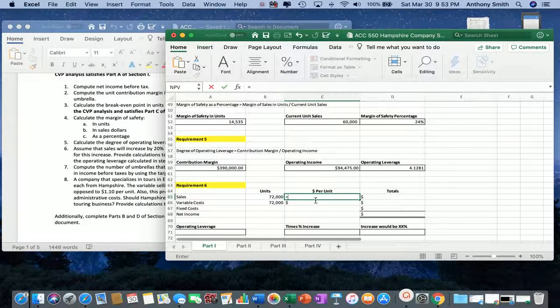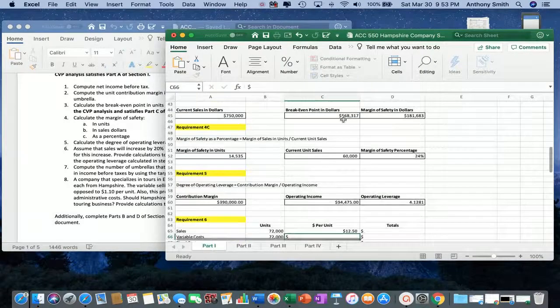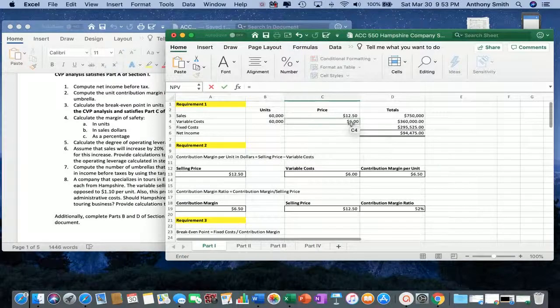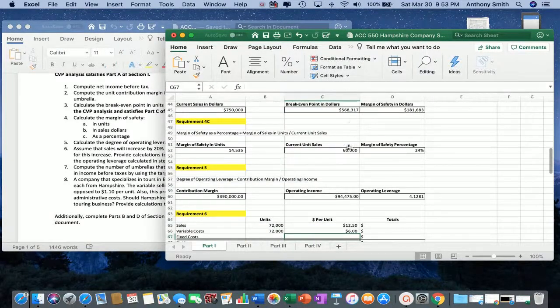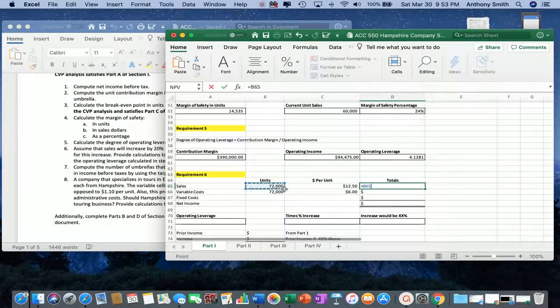The price per unit doesn't change. They didn't give us a change. They only ask us to calculate it based on a sales increase. So the 12.50 in revenue and the $6 for variable cost stays the same. So we just need to put in a calculation here for us.